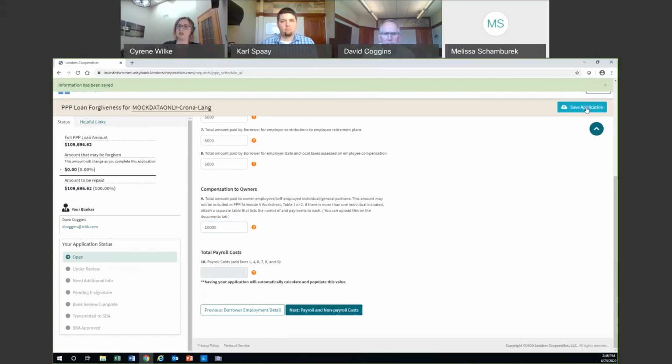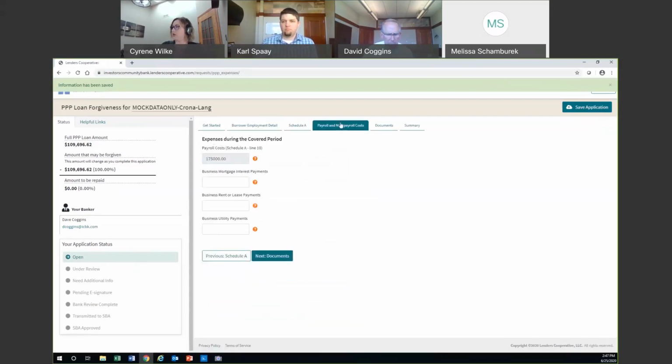You can save your application along the way, but once you hit Save Application, watch what happens here in box 10. Box 10 automatically calculates the payroll costs by adding lines 1, 4, 6, 7, 8, and 9 together. And here again is a little reminder, save your application. If you choose Save Your Application, it will automatically calculate and populate this value. And then you can move on. I will also point out that these little question marks are help guides for you to help you understand what should be entered in each of these fields.